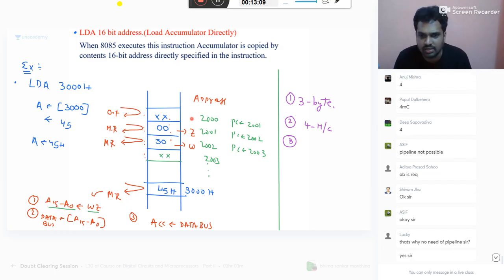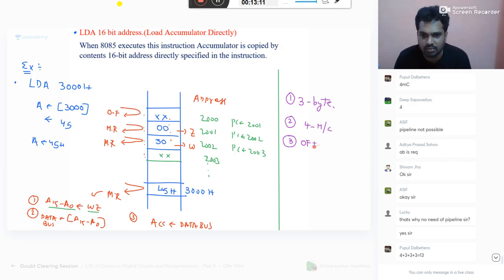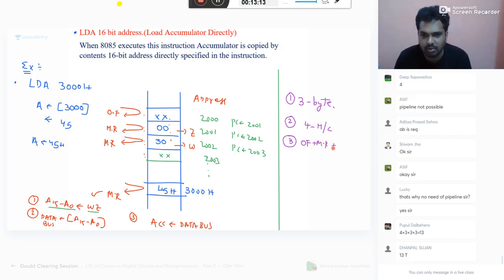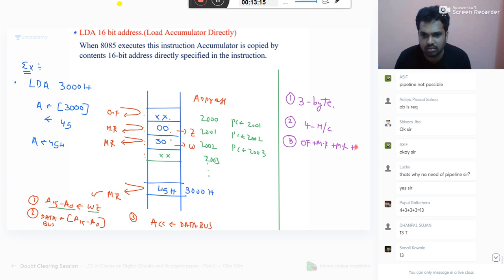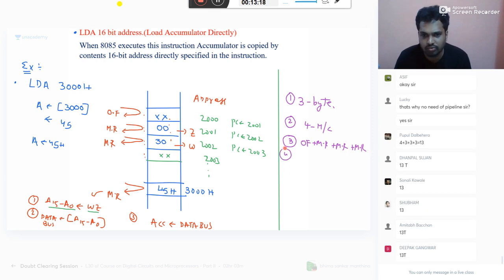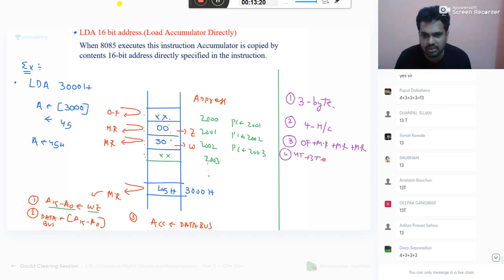How many T states? The machine cycles are opcode fetch, memory read, memory read, memory read. So 4T plus 3T plus 3T plus 3T, that is 13T.